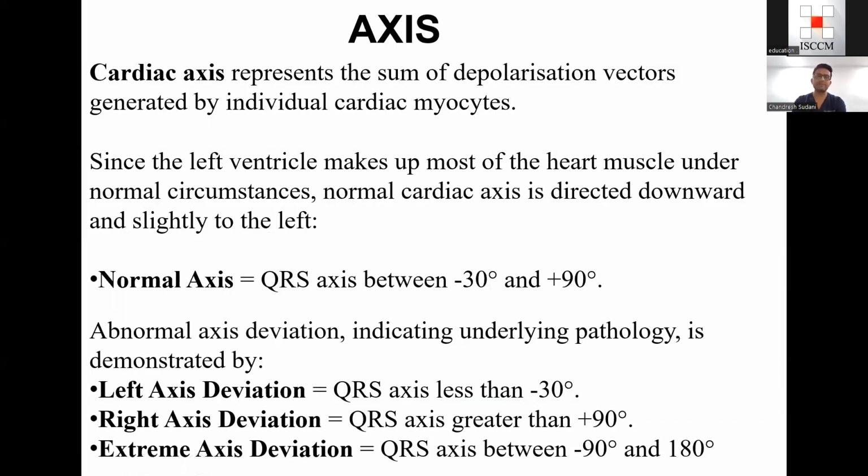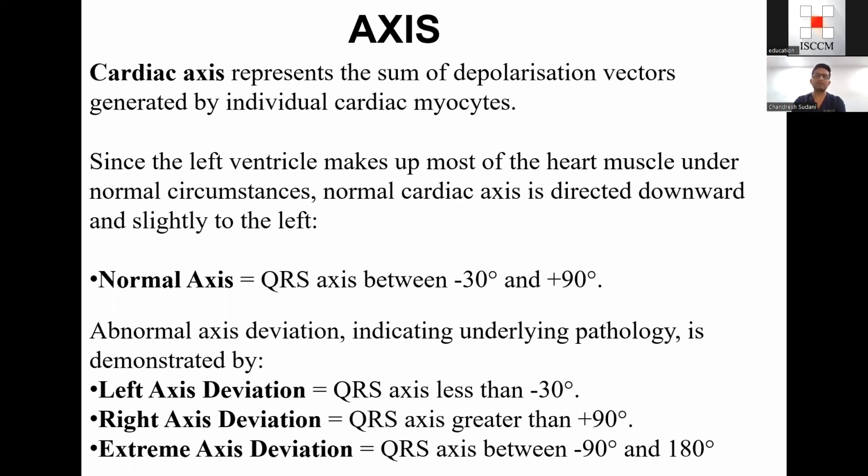Now coming to the cardiac axis. The cardiac axis represents the sum of the depolarization vectors generated by the individual cardiac myocytes. Since the left ventricle makes up most of the heart muscle, under normal circumstances the normal cardiac axis is directed down. Again, as I told in my previous slide, the normal axis means the QRS axis, and it should always be between -30 and +90.